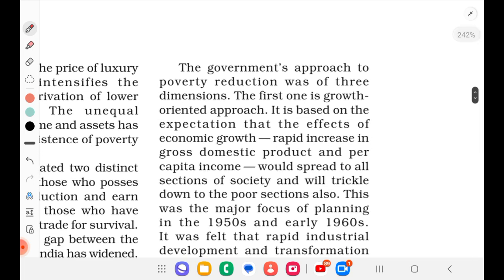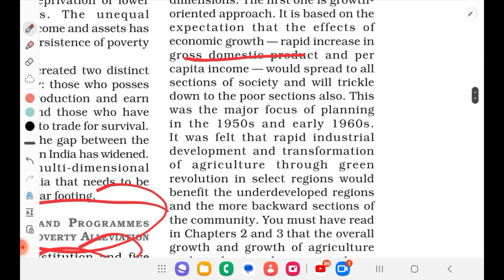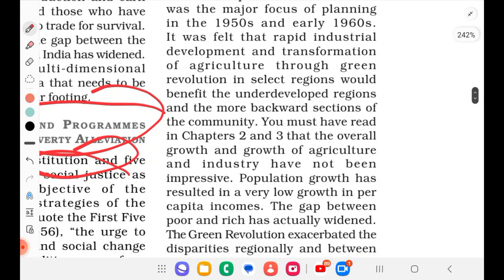The first one is the growth oriented approach. It is based on the expectation that the effects of economic growth, a rapid increase in gross domestic product and per capita income, would spread to all sections of society and would trickle down to the poor section also. This was the major focus of planning in the 1950s and early 1960s. It was felt that rapid industrial development and transformation of agriculture through the green revolution in select regions would benefit the underdeveloped regions and more backward sections of the community.